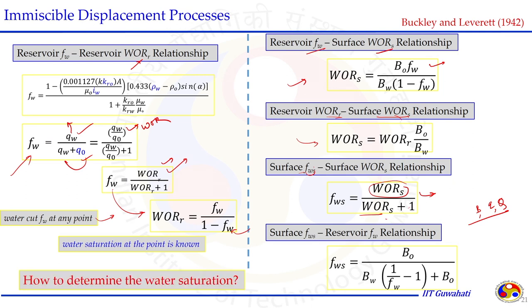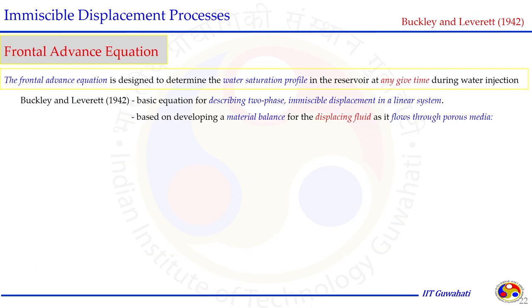The question comes, how to determine the water saturation? If we know the water saturation, we can calculate the relative permeability, and we can calculate the fractional flow FW. For that, the frontal advance equation is given by Buckley and Leverett. This is the second set of equations of the classical theory given by Buckley and Leverett.